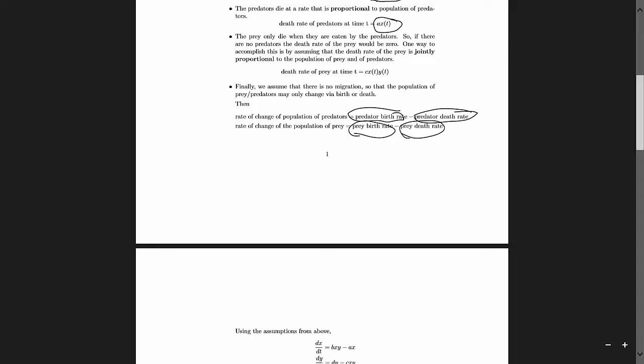And the death rate of prey at time t, again, if there's a lot of prey running around and no predators, then the prey don't die very fast. If there's lots of predators but no prey running around, well, they can't die very fast if there's not very many of them. But if there's a lot of both, then the predators eat the prey very quickly and there's a high death rate. All right? So we're going to assume that the death rate of prey at time t is jointly proportional to x and y. We're assuming that there's no migration, so the population of each species only changes through birth or death.